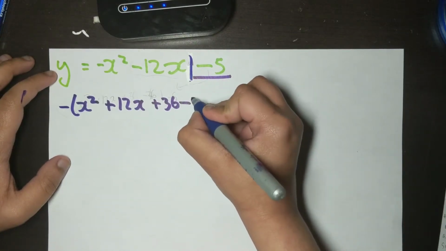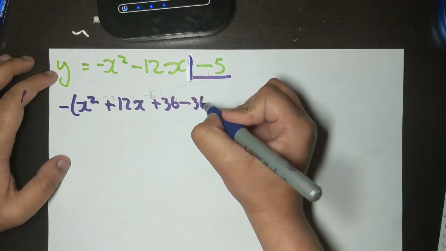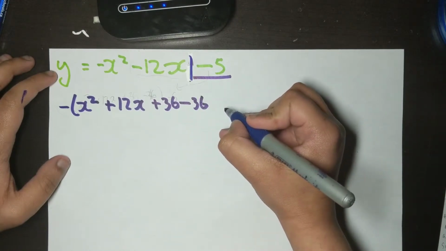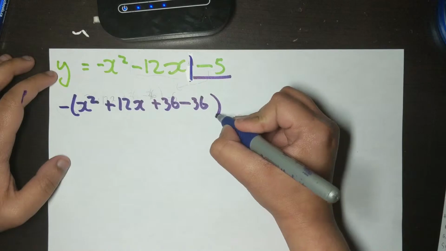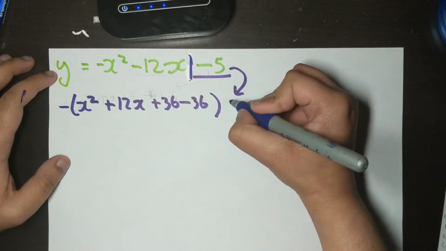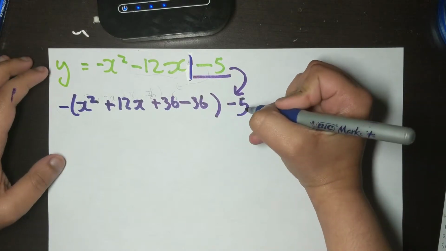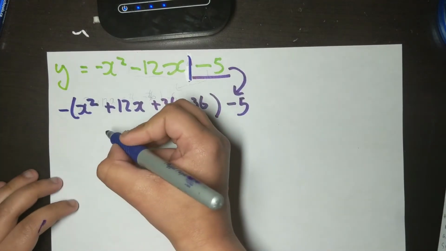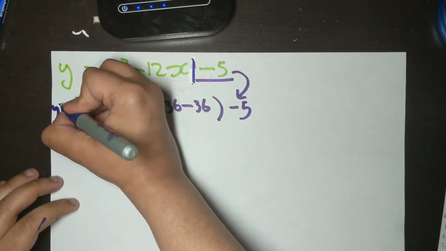Then we subtract it right away, so the equation doesn't change. Then we close our bracket and bring our leftover of -5 over. Oh, don't forget your y equals.